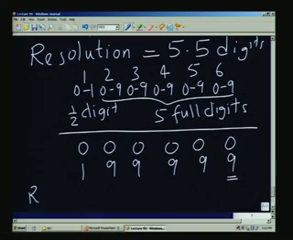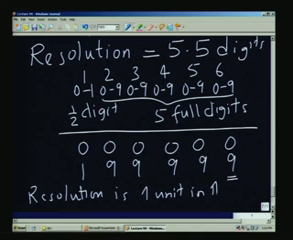So, the resolution is actually 1 unit in the last place. It is also called the last digit or the last place, that is 1 unit in the last place. Okay. So, that is nothing but 1 followed by 5 zeros, 1 in 10 to the power of 5 here. Okay.